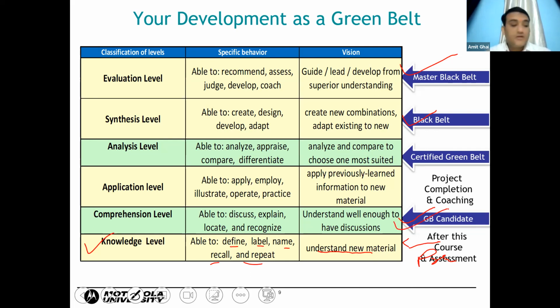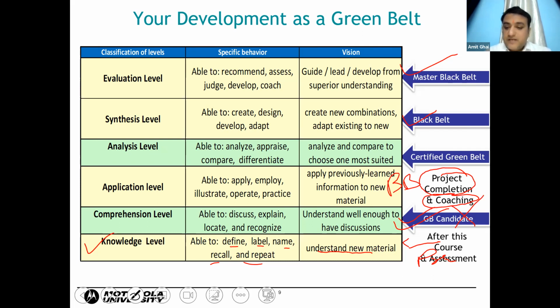And let me tell you, there will be many organizations that will just charge you money and tell you you are a green belt. They will just teach you for 40 hours, take an exam and certify you as a green belt. It is not valid unless you complete a project under the coaching of a black belt. If you are going for an MNC, they will ask you, what is the project you have done? Only then you will be considered Six Sigma green belt certified.